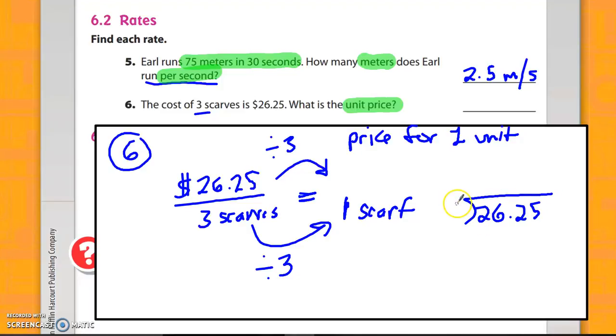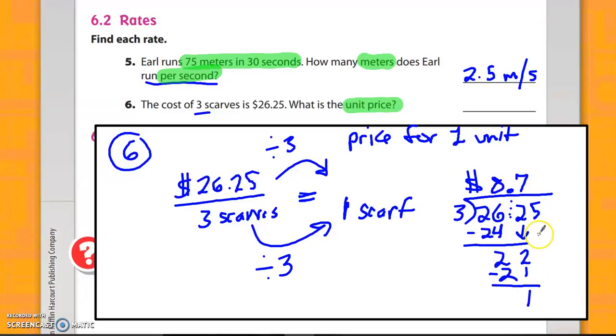Dividing by 3 shouldn't be too hard. 3 goes into 27, almost 9 times, but 8. 8 times 3 is 24. And I get a remainder of 2, and I bring down my 2, and I can bring my decimal up right now. It's going to be $8 and something cents. 3 goes into 22 7 times, because 7 times 3 is 21. And 3 goes into 15 5 times. 5 times 3 is 15. And I'm going to get a remainder of 0 there, so the answer is $8.75.